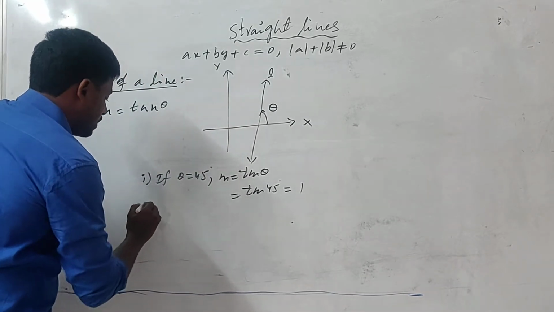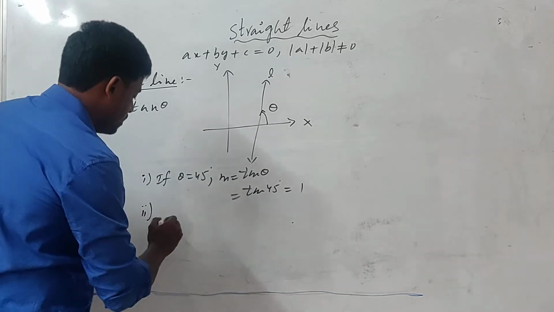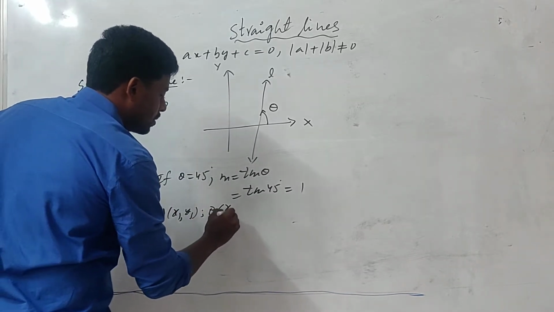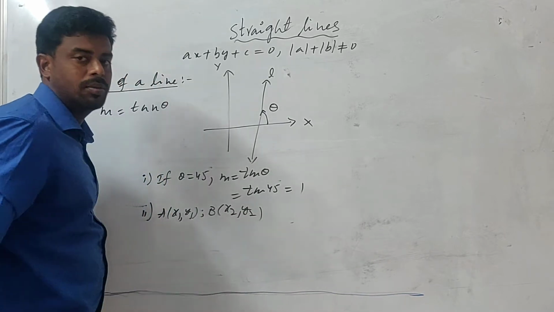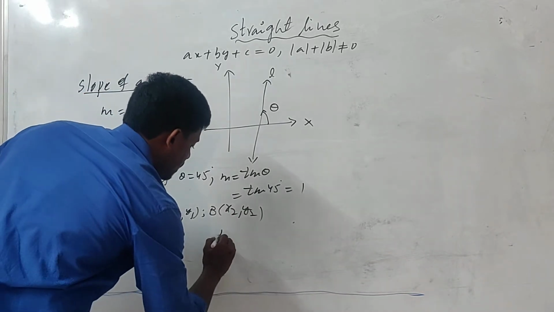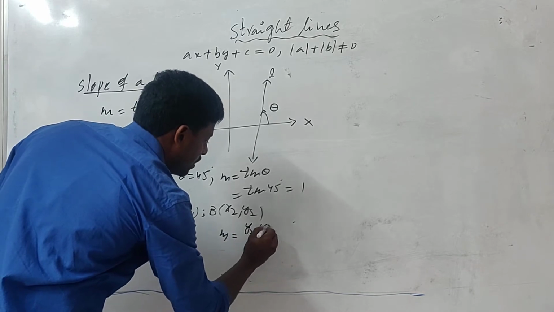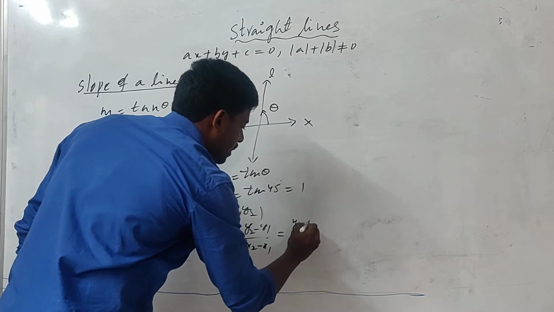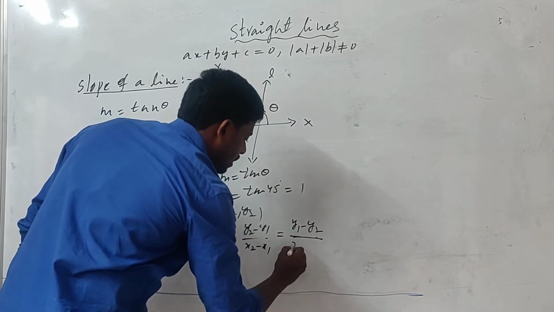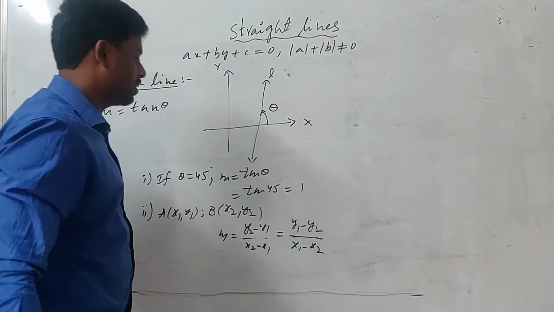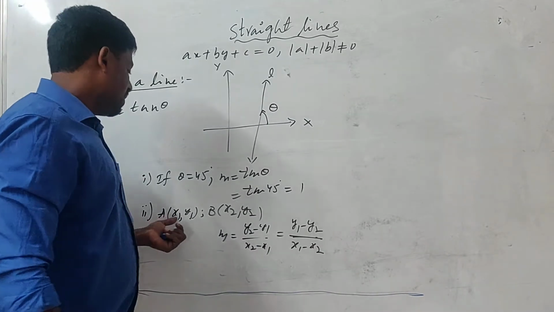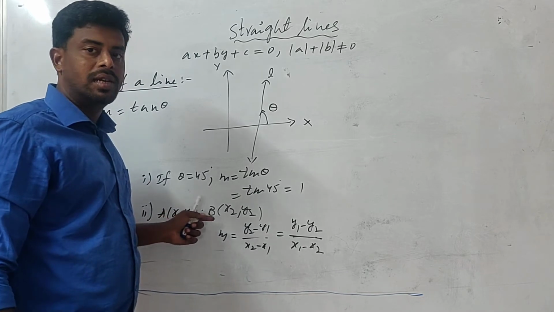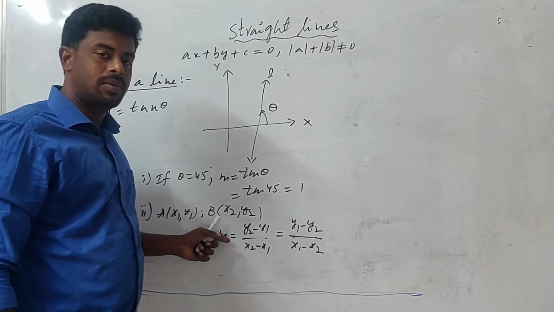So in the second case, when they give 2 points, A(x1, y1) and B(x2, y2), how to get the slope of a line? By using the formula m equal to (y2 minus y1) by (x2 minus x1), or (y1 minus y2) by (x1 minus x2). When they give 2 points of a line, these 2 points lie on the same line, then how to find the slope? By using this formula.